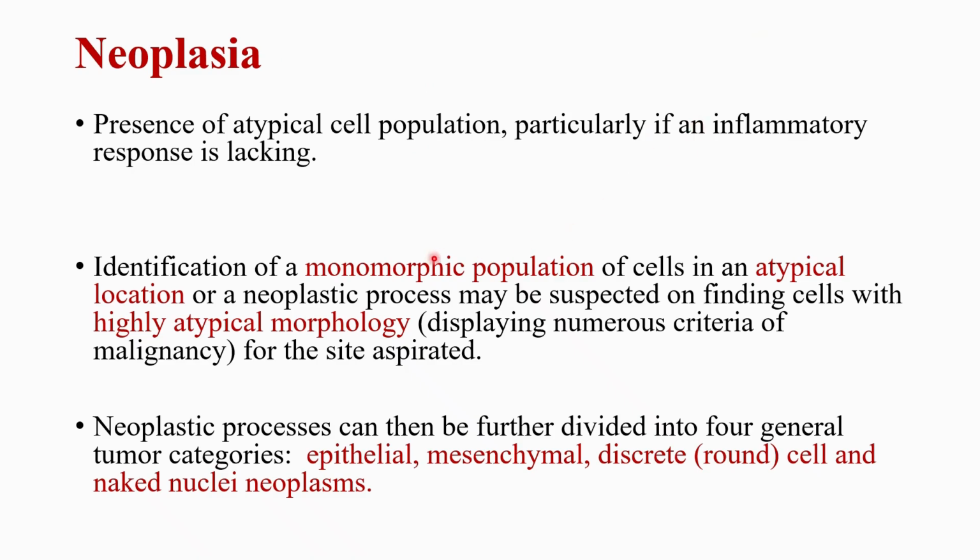A monomorphic population of cells in an unusual location or cells displaying highly atypical morphology with multiple criteria of malignancy may suggest a neoplastic process.